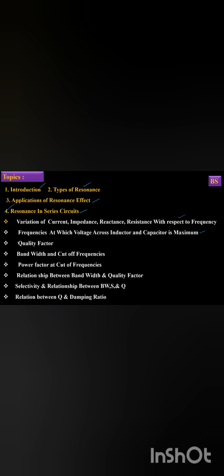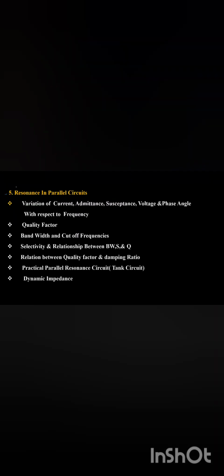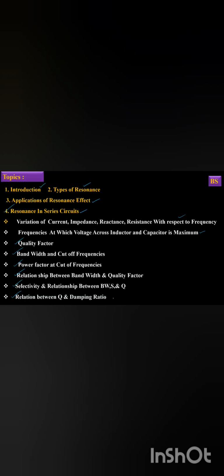That is resonance in series circuit. Then the concept of quality factor, bandwidth and cutoff frequencies, and power factor at cutoff frequencies. What is the power factor at cutoff frequencies? Relationship between bandwidth and quality factor, selectivity concept, relationship between bandwidth, selectivity and quality factor, then the relation between quality factor and the damping ratio. All these with respect to resonance in series circuit. Then after completing resonance in series circuit, we have to see some practice questions with respect to this concept. Practice questions.